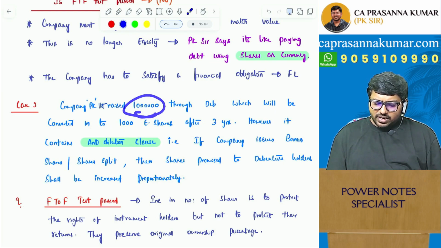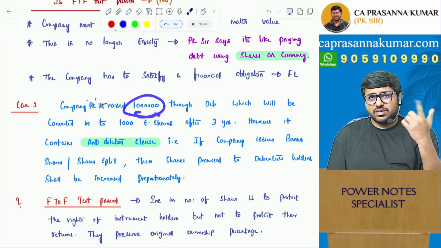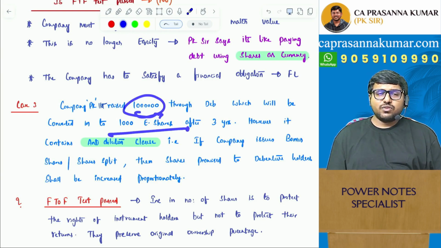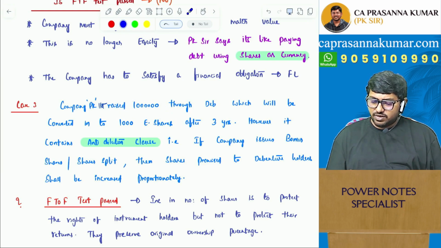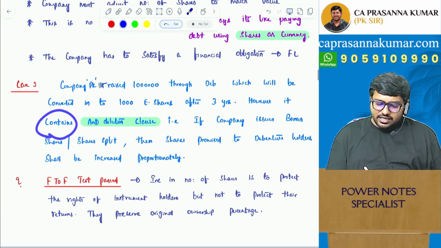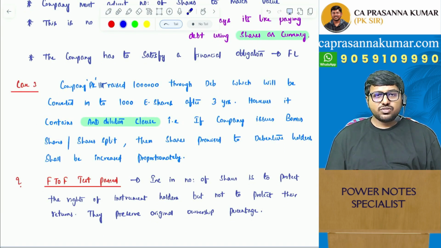Because of the 10 lakhs, you gave me money. That is fixed from your side. One side of the coin, test is satisfied. From my side, I'm going to give you 1000 equity shares after 3 years. So far, so good. So far, it sounds like an equity instrument. However, here comes the twist. It contains an anti-dilution clause. What do you mean by anti-dilution clause?